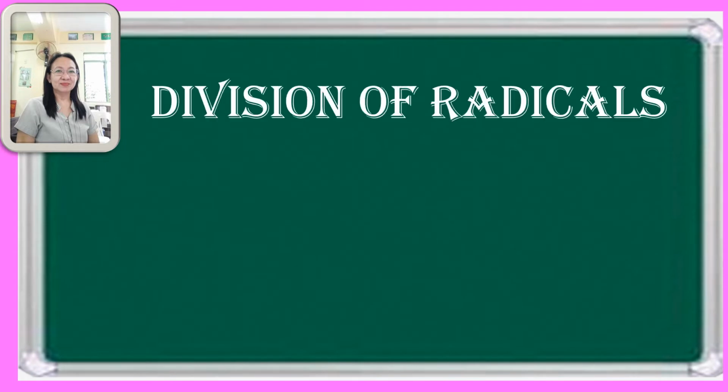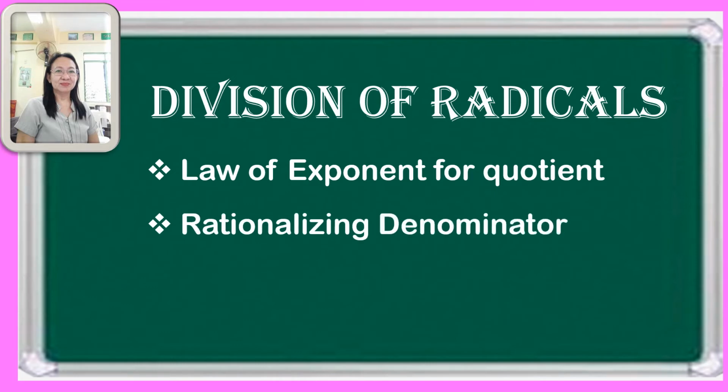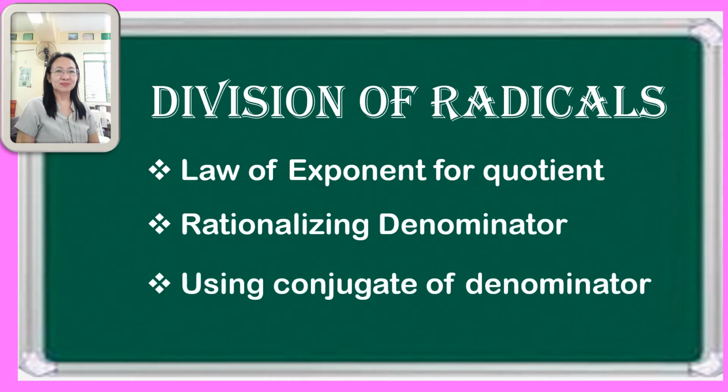Some of the prerequisite topics in the division of radicals are the following: the law of exponent for quotient, rationalizing denominator, and using conjugate of denominator. So before you proceed, try to recall these topics because this will be useful in our discussion. Now let me show you how to find the quotient of the following examples.